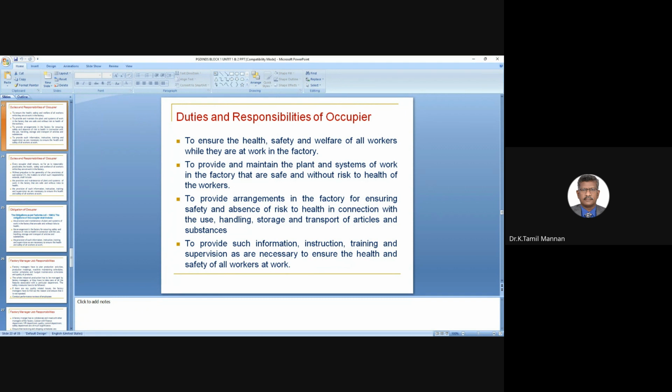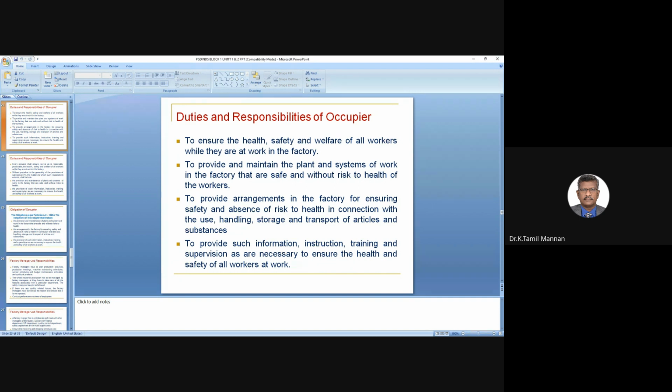Also, the plant should be maintained and the systems made perfect to maintain safety in the industry. The occupier should also provide arrangements in the factory to ensure safety and the absence of risk to health while handling, storage, and transport of articles and substances. So during the various operations, the occupier should assure the health and safety of the workers.